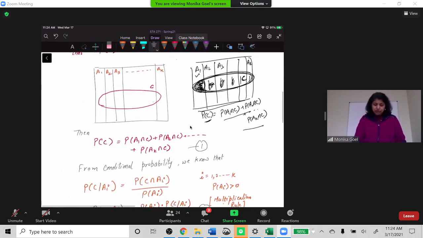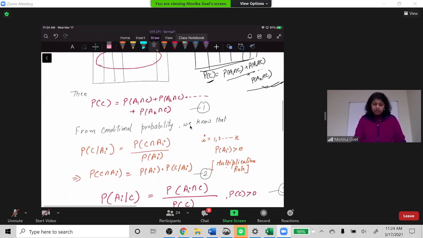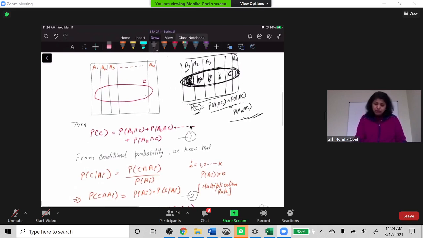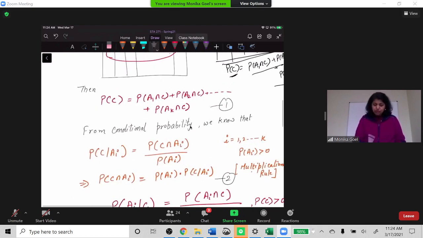So the probability of C is what I just explained. From conditional probability, we know the probability of C given Ai. Ai can be A1, A2, A3, so I use i, where i is from 1 to k. The value of i varies. As long as I know the probability of C, I can find the probability of A1 given C, A2 given C. But first I need to see the probability of C given Ai, and that Ai can be A1, A2, A3. This is your conditional probability formula.